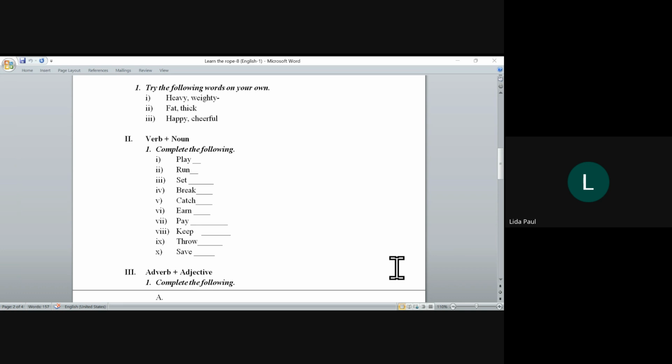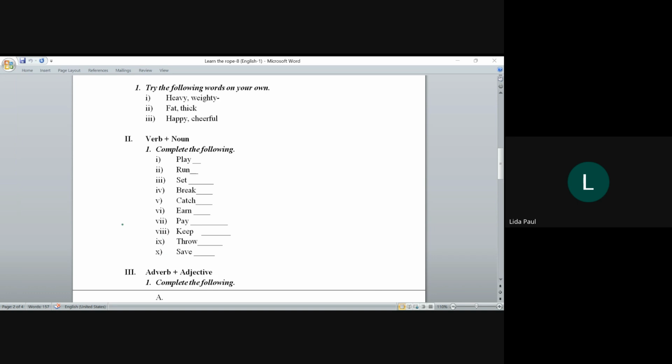Next one is pay. Pay a visit, right? Pay the fee. Then more like it, pay a homage, right? You might have heard that expression, pay a homage. Then pay a tip, right? All of that are examples.